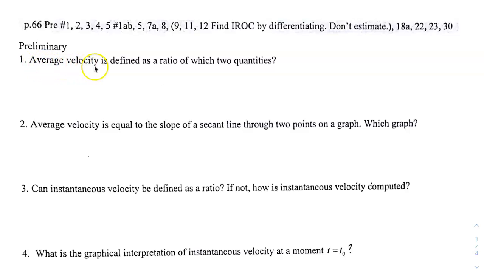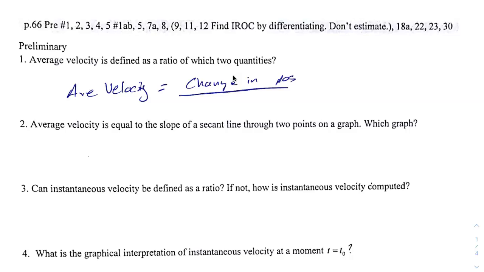Number 1, average velocity is defined as the ratio of which two quantities? Well, average velocity equals a change in position over the change in time. Technically, time elapsed. So average velocity is position over time.